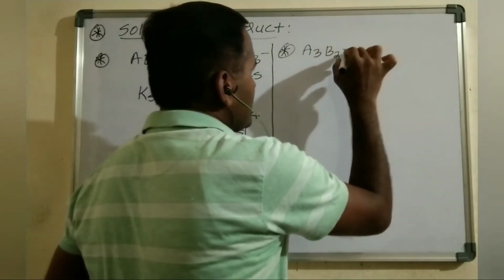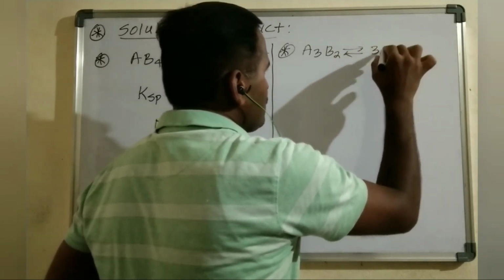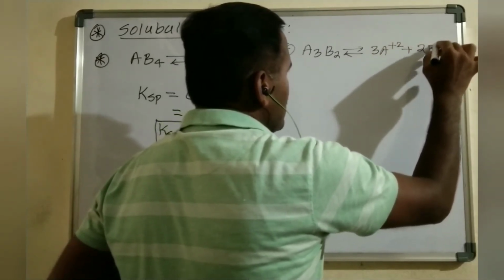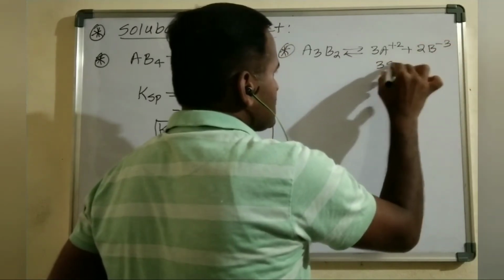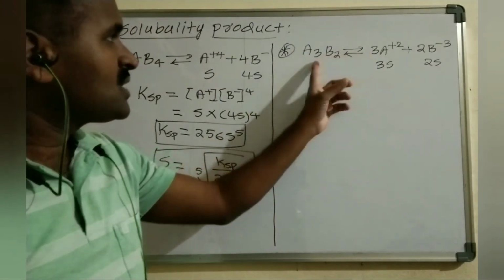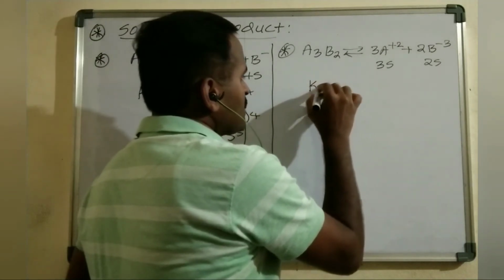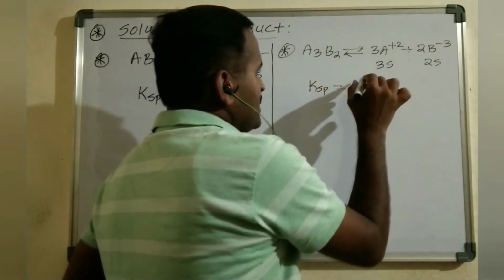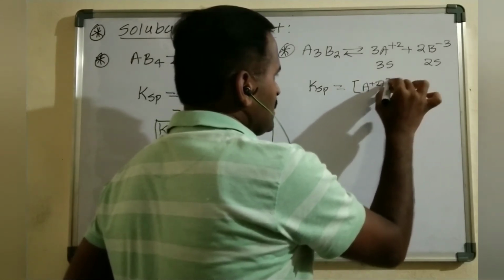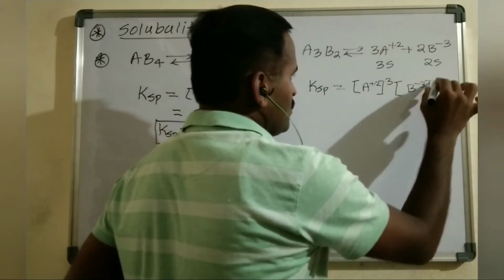Next is the A3B2 type of electrolyte, and it will be dissociated into 3A plus 2 and 2B minus 3. So the solubility is 3S and the other is 2S. So A3B2 gives 3A plus 2 and 2B minus 3, right? And its solubility product KSP equals, I can write, the A plus 2 ion concentration whole power 3, into the B minus 3 ion concentration whole power 2.